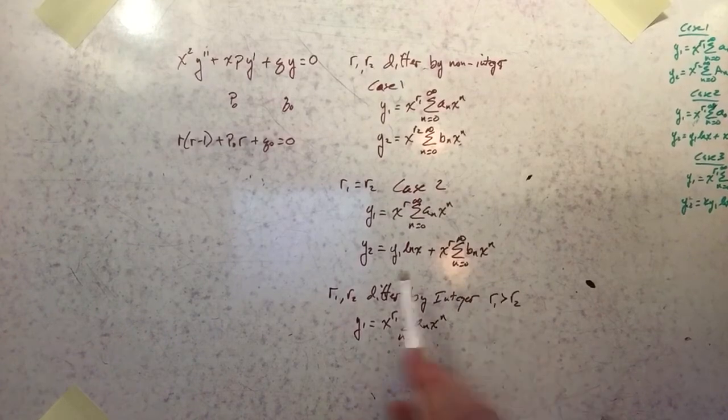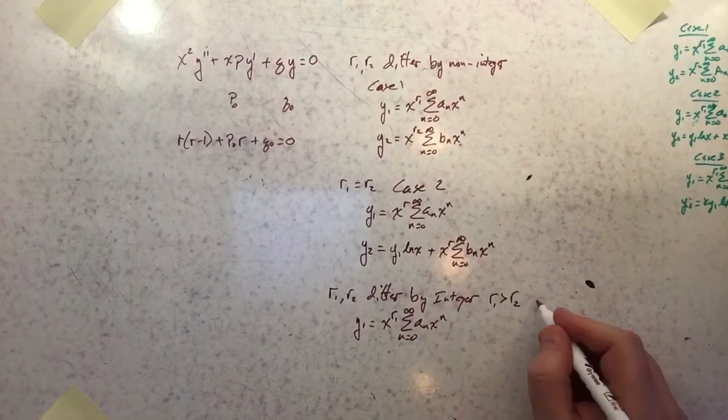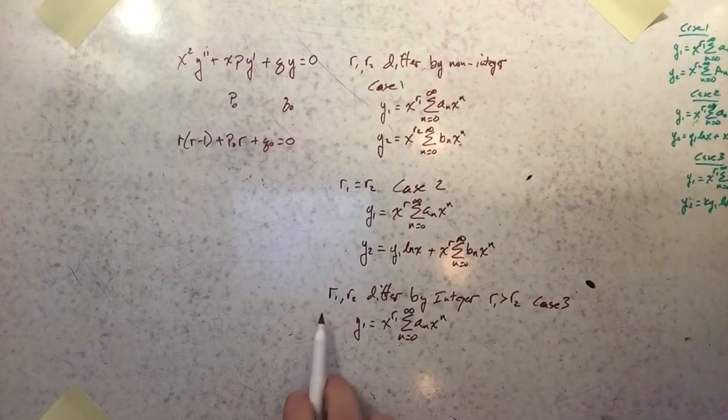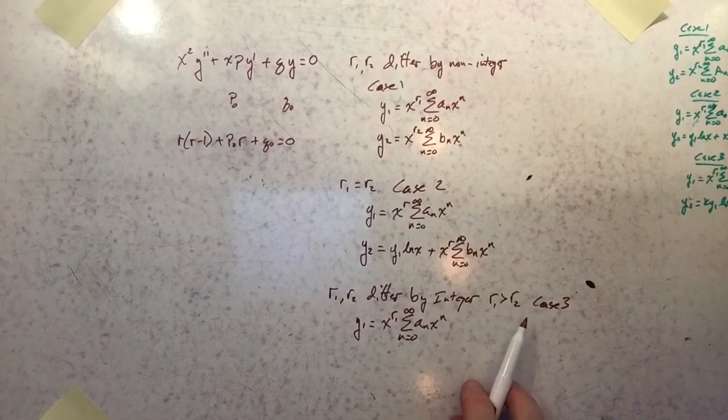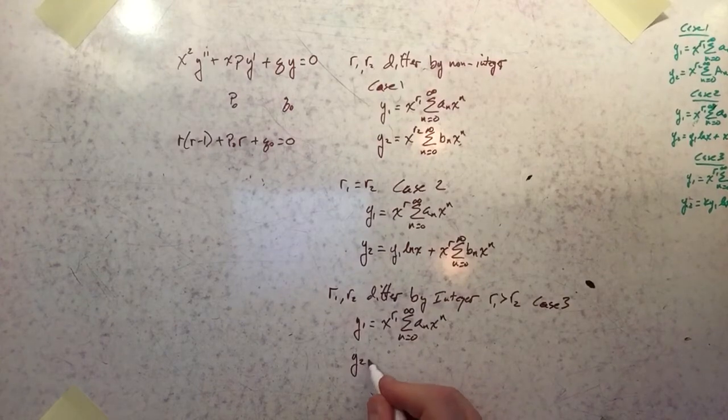The second solution to this one looks a lot like the second solution to case 2. Let me label this, this is case 3. The second solution to case 3 looks a lot like the second solution to case 2, with one fundamental difference, and that is y2 is equal to k y1 ln of x.